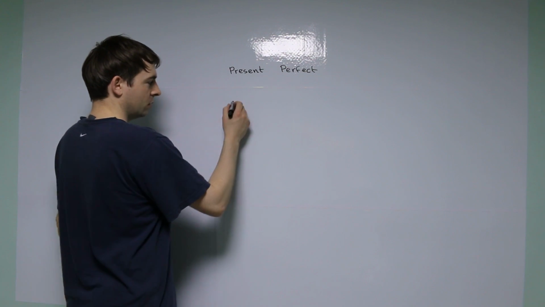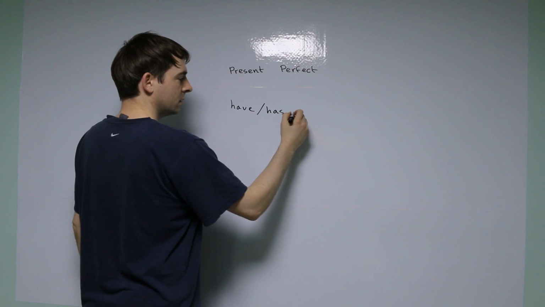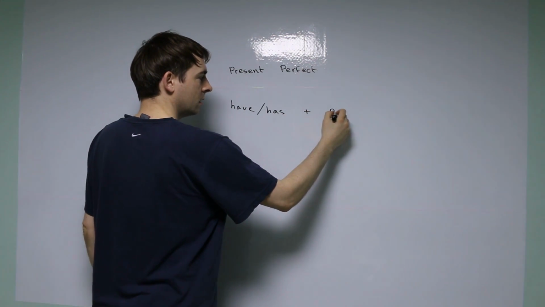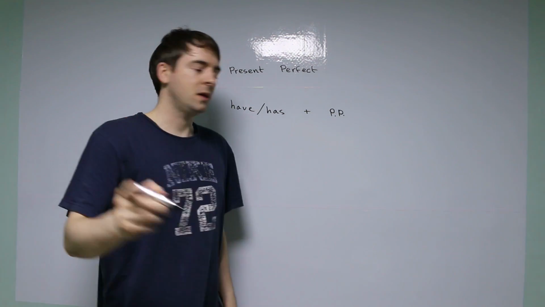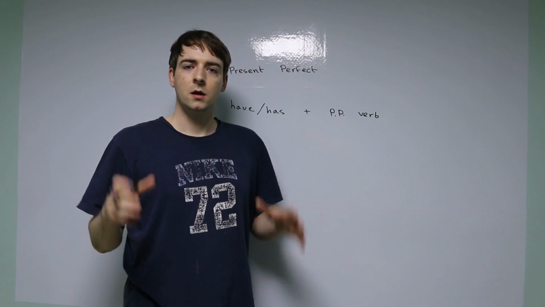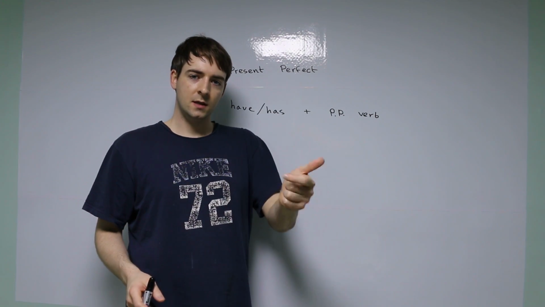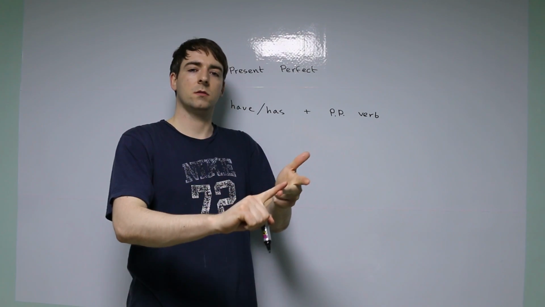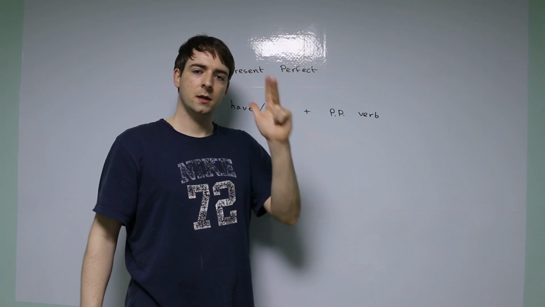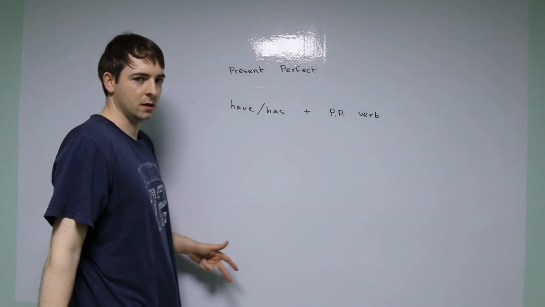The present perfect. So the basic structure is have or has plus a PP verb, okay? The PP verbs are the past participle verbs, okay? So you have eat, ate, eaten. The third one is the PP, okay? So it's have, has, plus PP.